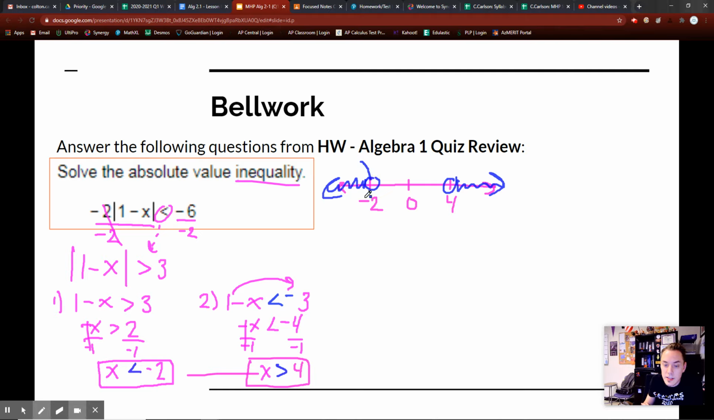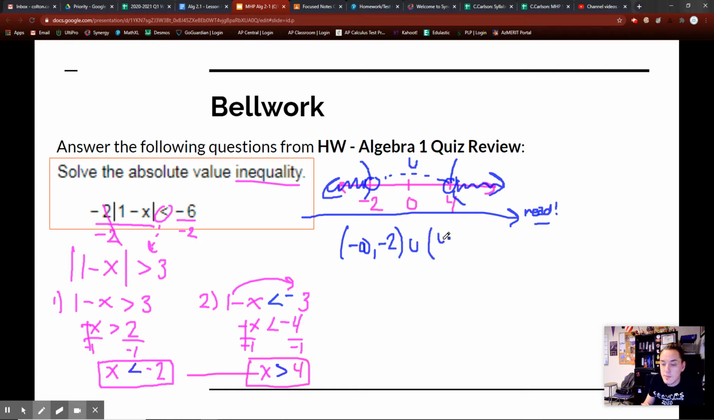Sometimes you'll see parentheses. Remember, how can I jump from one thing to the next? A union. So what does that mean for my interval notation? It means negative infinity, because we're reading left to right. Negative infinity, we stop at -2. Bracket? No. Parentheses, because it's an open dot. I want to jump from -2 to 4. I do that by union. So then parentheses, because it's an open dot, 4 comma positive infinity. That is my answer in interval notation.